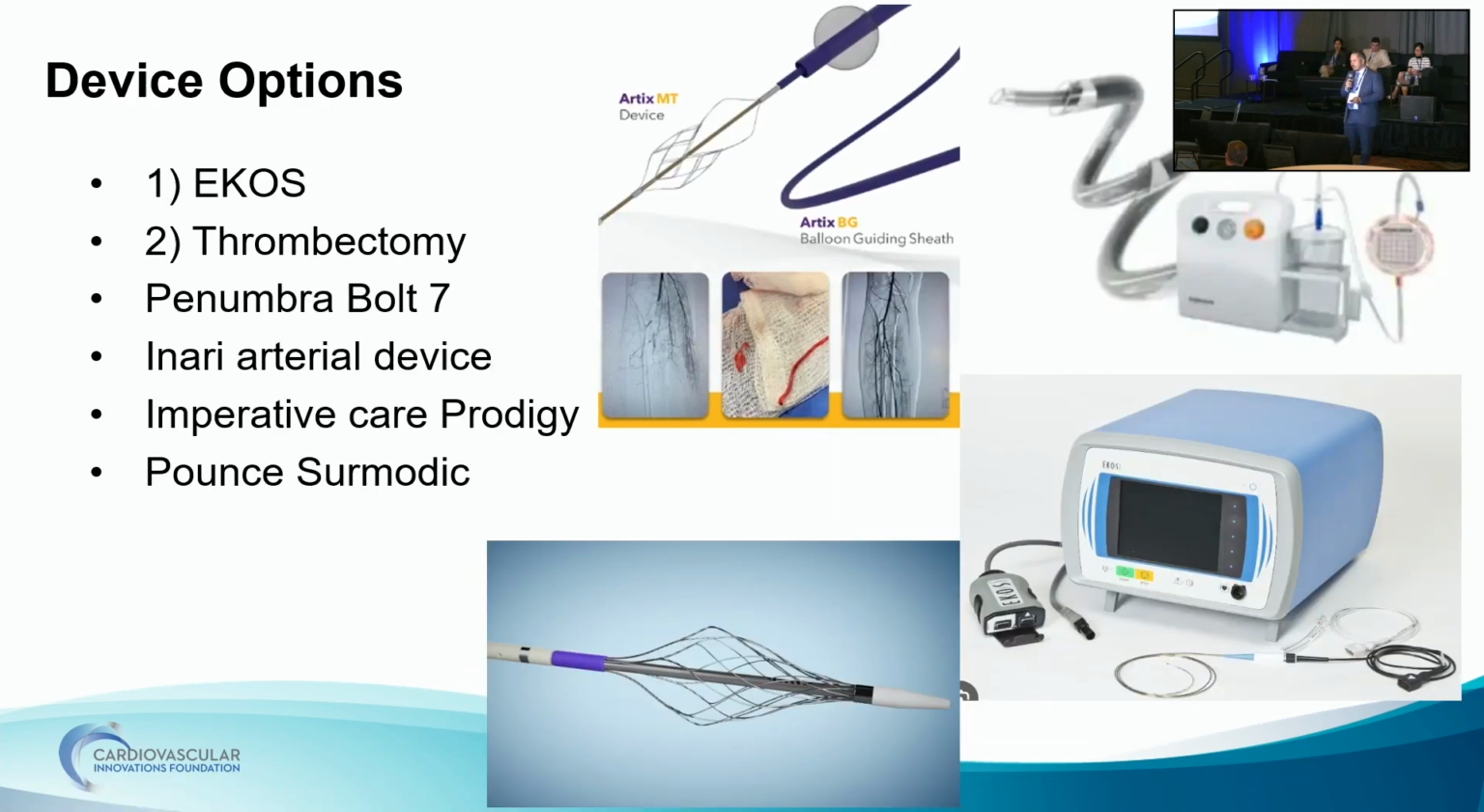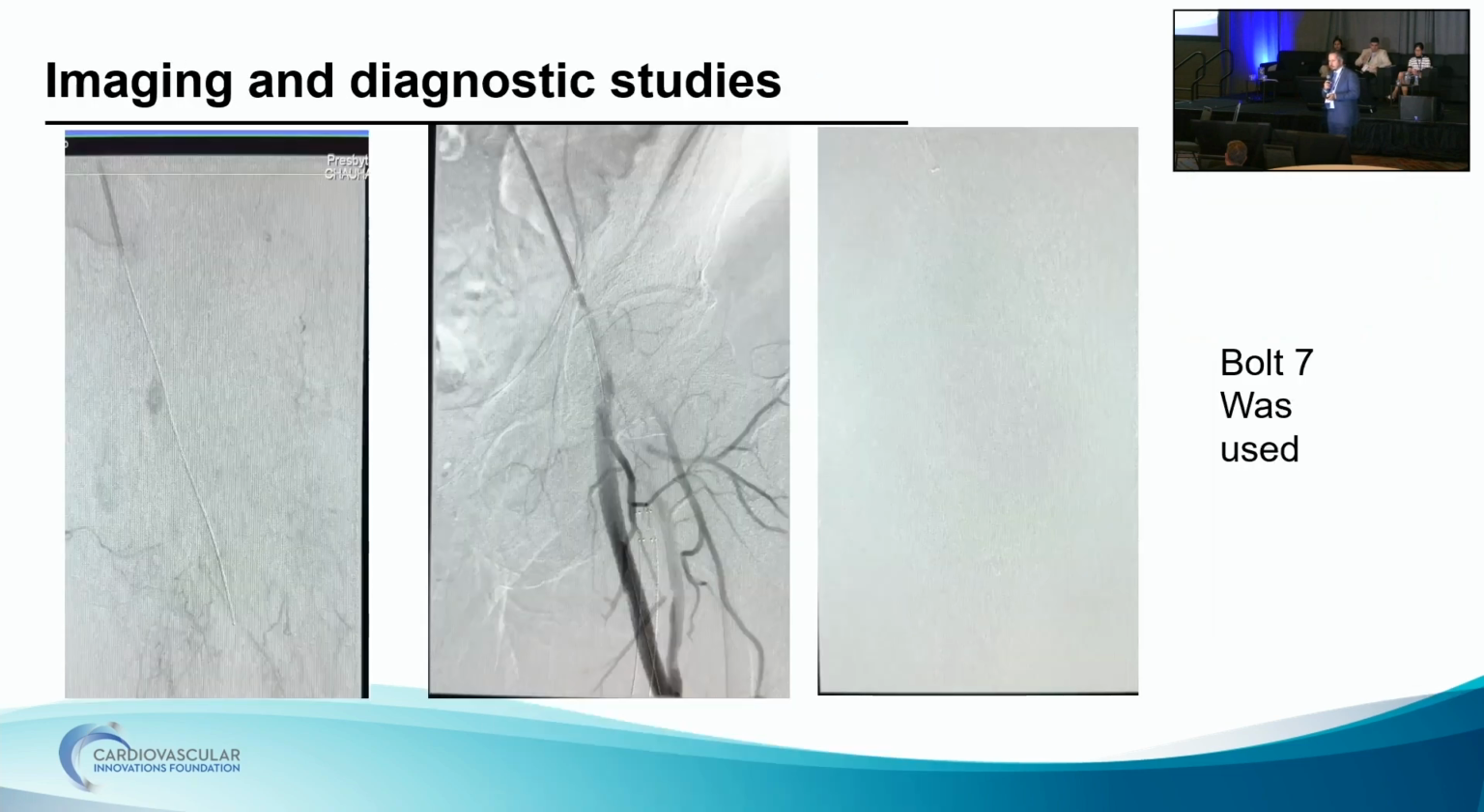Those are different devices. I mean, that's not all the devices available, but this is some of the devices available for acute limb ischemia. Ecosonic fragmentation, including McNamara's and TPA's. Thrombectomy, Bolt 7. Inari now, I don't think has been used much anymore. Imperative Care has something called Prodigy, and then you have the Bounce from Surmodics. And of course, the Jedi, I forgot to put that one here.